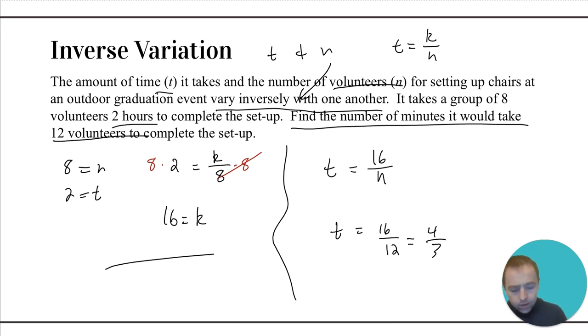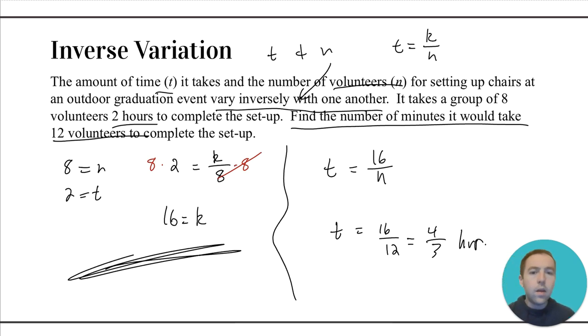Since everything that we did over here was in hours, this would be 4/3 hours. And then we're asked for the number of minutes. So you could just multiply that by 60. That's going to come up to be 1 1/3 hours. So 1 hour and 20 minutes. So it's going to be 80 minutes of time for the 12 volunteers to get that all set up.